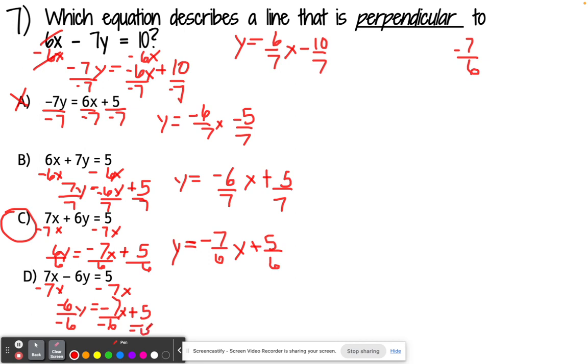I end up with y equals, I have a negative over a negative, so that's going to be a positive 7/6 x. So that one didn't work because it's not opposite. It is reciprocal, but it's not opposite. And I have a negative 5/6. Like I said, some of these can be a lot of work, but it's always good to check them all.